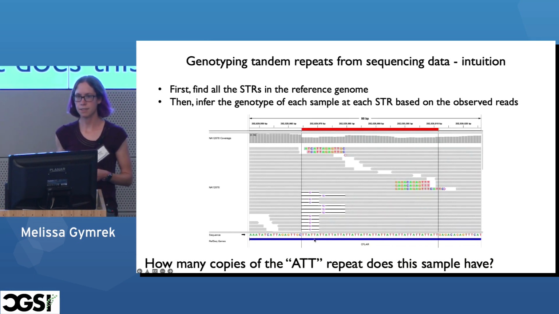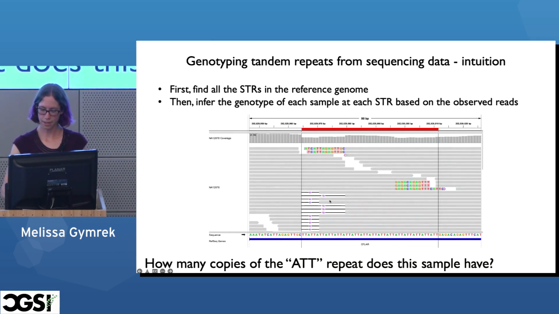Once we knew where all the STRs are, then we can look at all of the reads aligned to this location in each of our samples and ask, how many copies of the repeat does this sample look like it has? Looking at this one, each of these gray bars is a read. Of the reads that span this region, about half of them have a 6 base pair deletion, or -2 copies compared to the reference genome, and about half of them have this 15 base pair deletion, so they're missing 5 copies of this ATT repeat. So that's intuitively what these tools are doing.